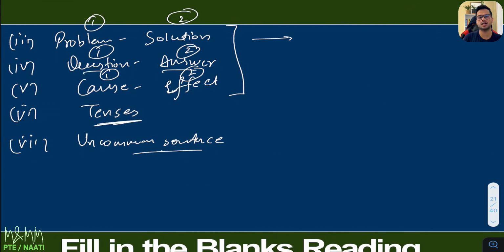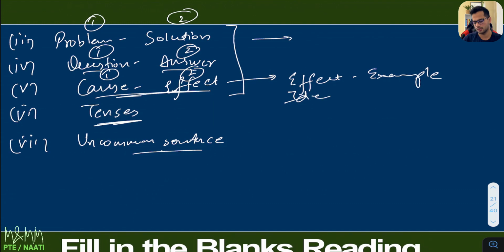Same goes with question and answer. Question always comes first, followed by the answer for the very same question. So if you see a sentence which is asking a question, and then there's another sentence which is giving us an answer, in that case, those two sentences will form a pair. Cause and effect. Cause means something happened, and then what was the result of that? Or you can even call this as effect example or idea example, one and the same thing.